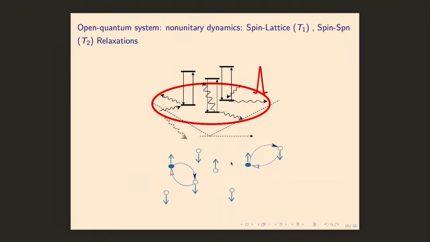And so that is the spin lattice relaxation. It's a process which doesn't conserve energy, because once it goes to the lattice it doesn't come back, so that's an irreversible process. And there is also spin-spin relaxation, where if you flip one spin, then it can affect the other. That is spin-spin interaction.